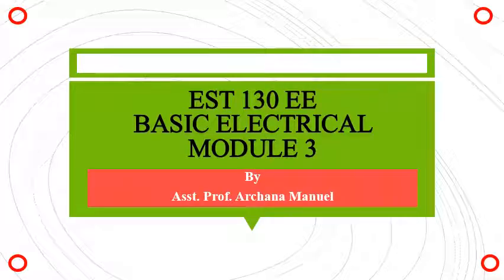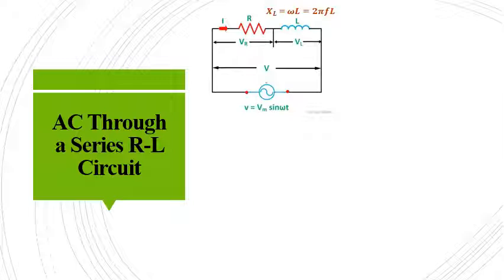Welcome to the fourth video lecture on Basic Electrical Module 3. In this we will be seeing the current as well as the power in a series RL circuit fed from an AC supply. So consider the RL circuit given in the figure. In this, a resistance of value R and an inductor of value L is connected in series across a supply voltage of Vm sin omega t.